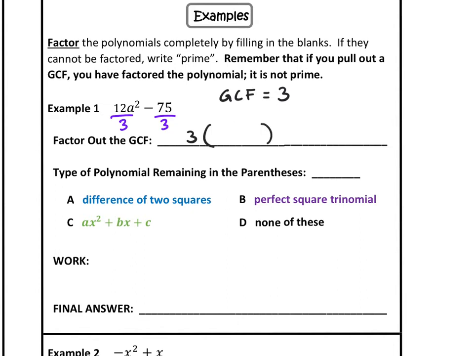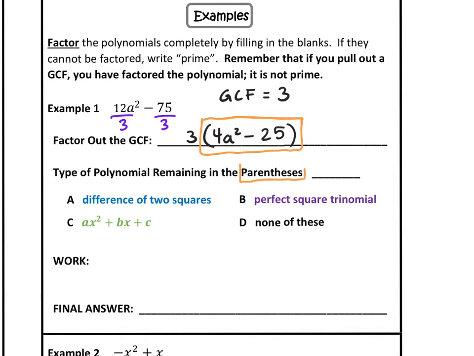Okay. What is 12 divided by 3? It's 4. Bring over the a squared minus, and actually let me move this parentheses because I think I'm going to need space. There. What's 75 divided by 3? It's 25. Okay. Then we have what's in parentheses, right? This part right here.